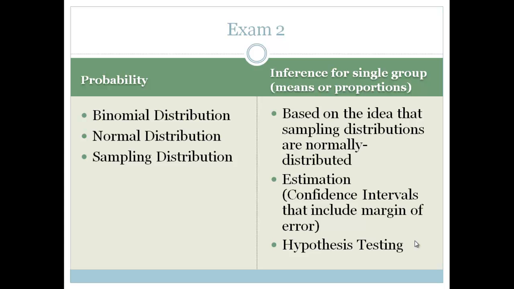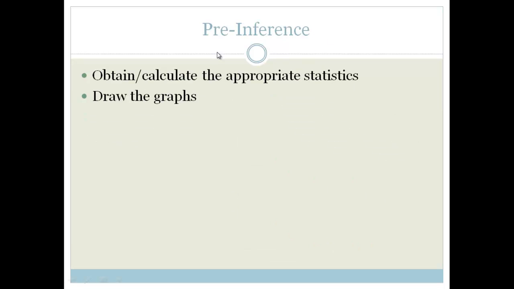Hypothesis testing will be based on the same kind of ideas, but here we'll ask something like, can we conclude the population mean is greater than 40? And so we'll test that as a specific hypothesis. That's basically everything on exam 2, but I also want you to get the idea that before we can do those things, we'll need to obtain and calculate the appropriate statistics and draw the graphs, the stuff that we did on exam 1. So just by the nature of things, this course will be comprehensive. You have to do the stuff on exam 1 before you can do, and while you do, the stuff on exam 2.